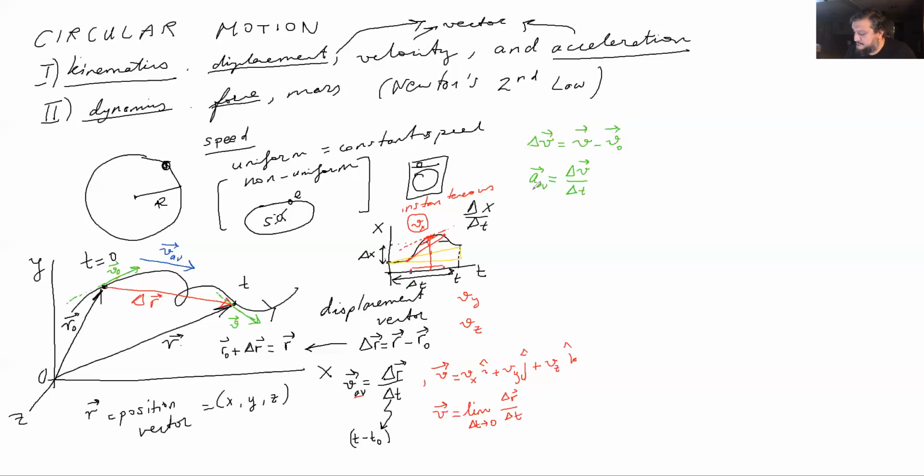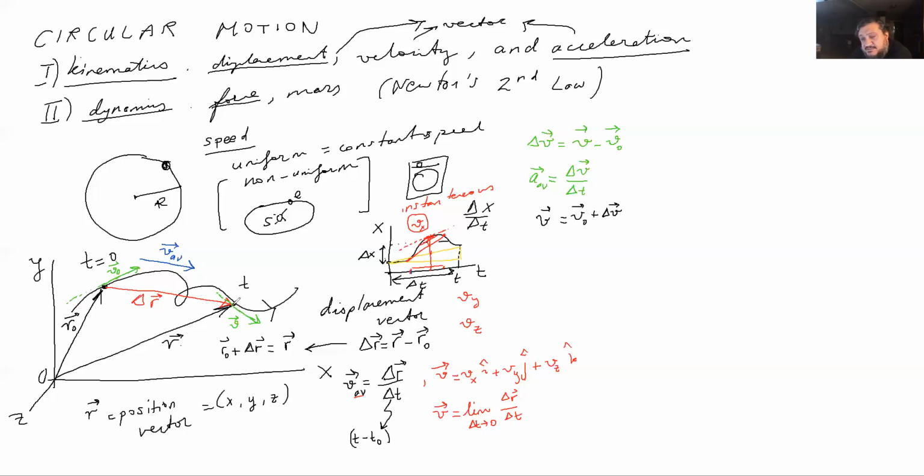Now, of course, I could write this. Do you mind if I switch back to black? Okay. Now, just like I did over here, from the definition of delta r, I wrote r as r naught plus delta r. I'm going to do the same trick here. I'm going to write v as v naught plus delta v.